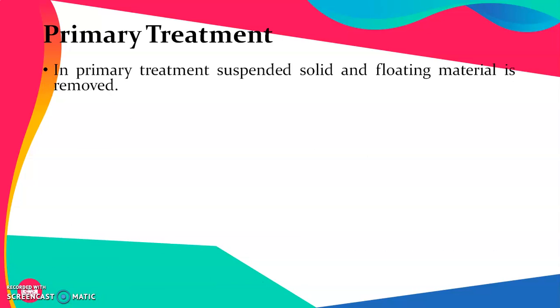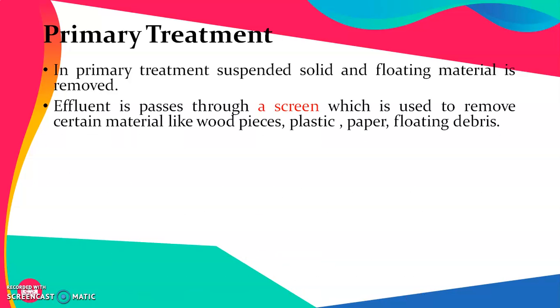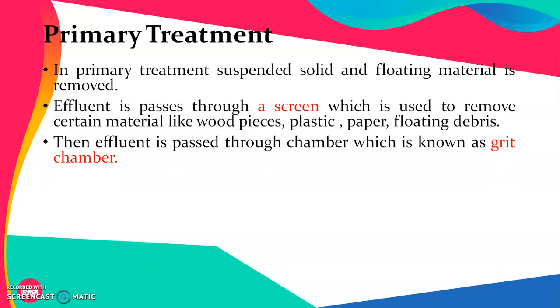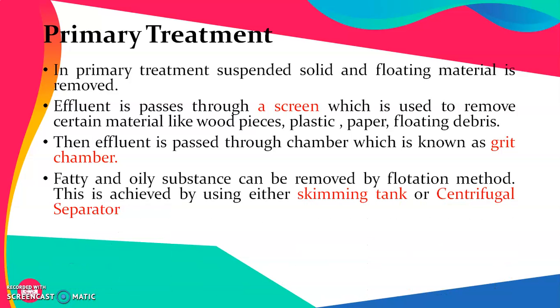The primary treatment. In primary treatment, suspended solids or floating material is removed. The effluent passes through a screen which is used to remove materials which are large in size, like wood pieces, plastic, paper or floating debris. These are removed by a process of screening. The effluent is passed afterwards through a chamber known as a grit chamber. These are designed for the removal of inorganic settleable solids. So those are removed in the grit chamber.